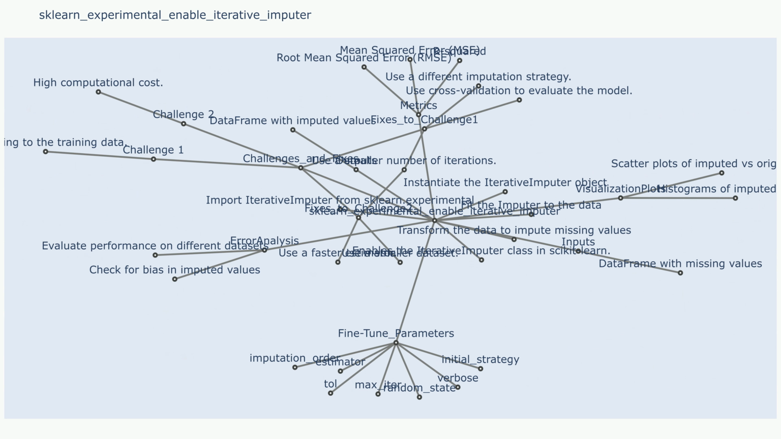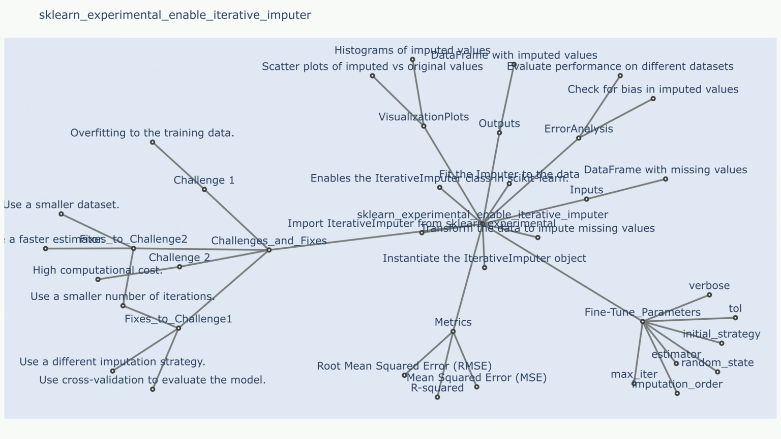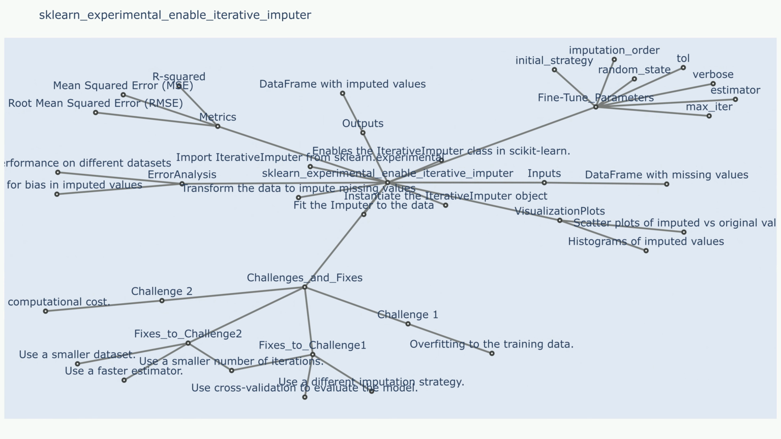Metrics. Imputation accuracy measures how closely the imputed values match the true values, which are typically unavailable. Convergence rate reflects how quickly the imputation process converges to a stable solution. Visualization plots. Feature importance plot. This visualization shows the relative importance of each feature in the imputation process. Imputation history plot. This plot displays the evolution of imputed values across iterations, providing insights into the convergence behavior.